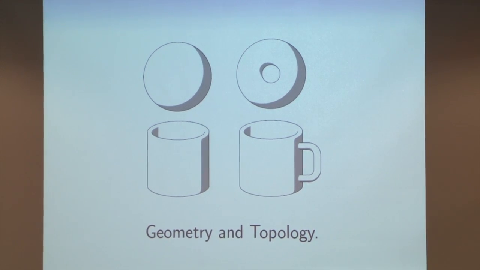So from a topological perspective, the donut on the right has more in common with the mug that has a handle than with the ball, and the two mugs. So the mug on the left has more in common with the ball than it has with the mug on the right, because we have that hole there.